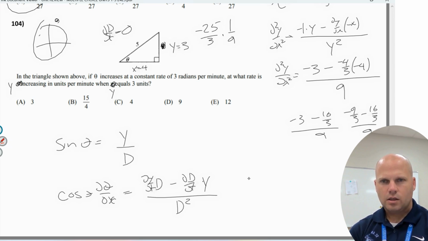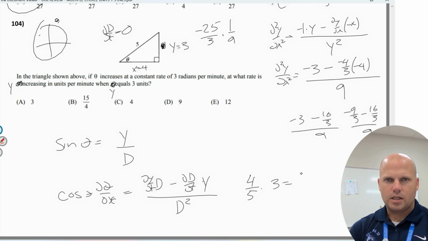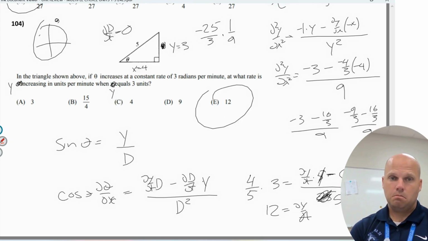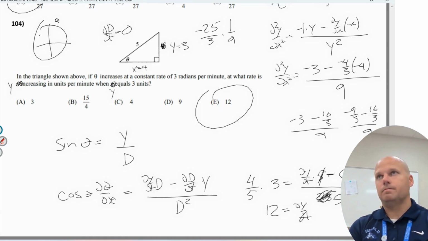Cos theta is 4/5. D theta dt is 3. Dy dt is what we're trying to find. D is 5. We are thinking d dt is 0, but we're not sure. While d is 5, cancel these. Multiply by 5. I get 12. Maybe.